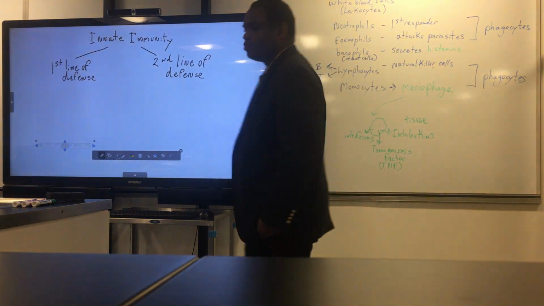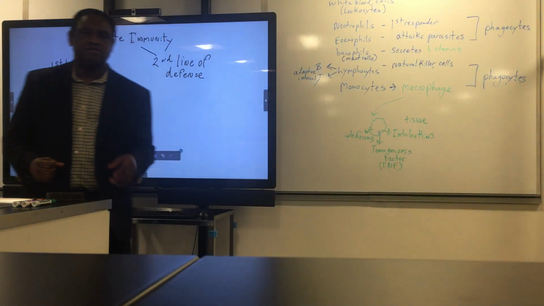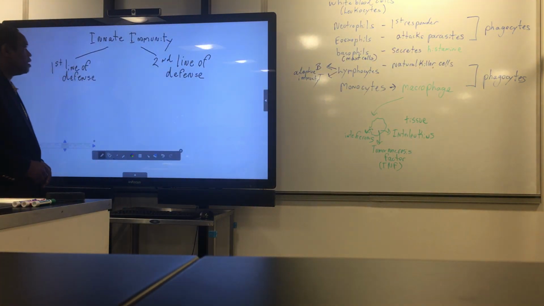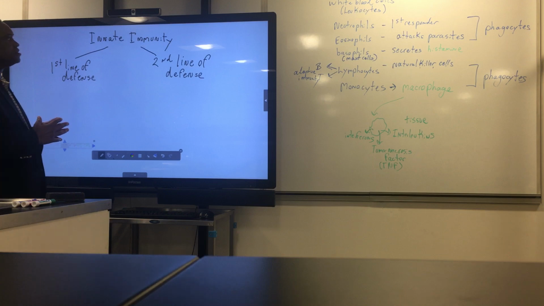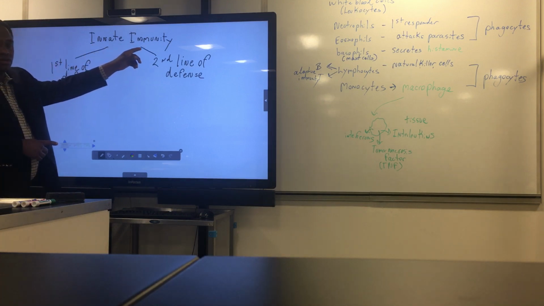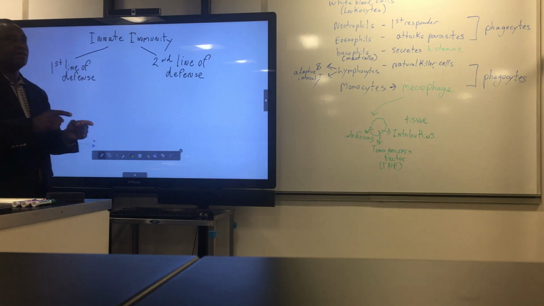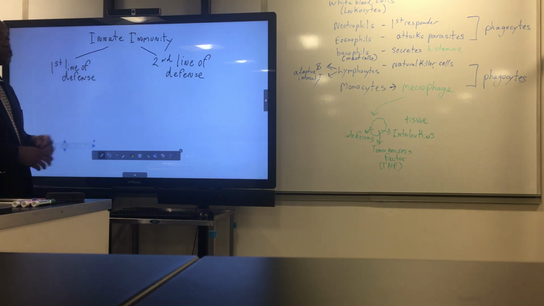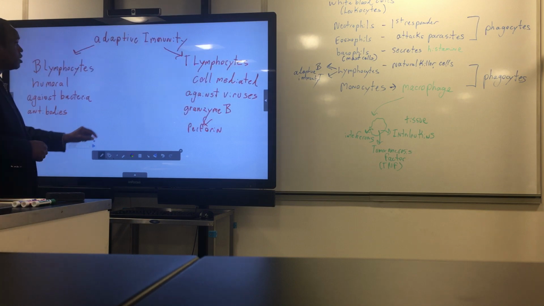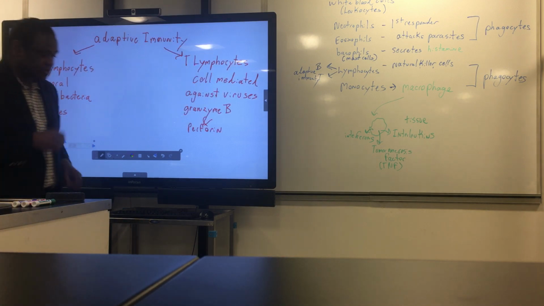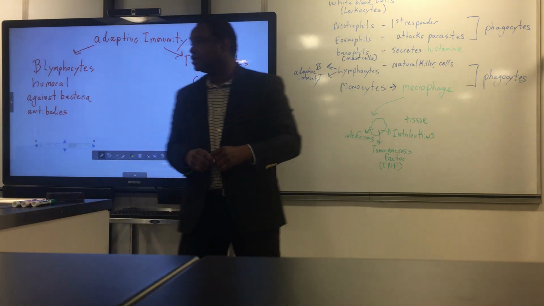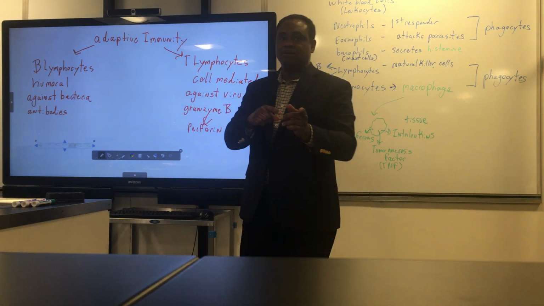All right, so we had a look at what we considered first line of defense and second line of defense. And we're going to put that under one category. What we've talked about with first and second line defense is all under the one category we call innate immunity. Innate immunity is going to be totally different than what we look at when we talk about adaptive immunity. Adaptive immunity is different than innate immunity.